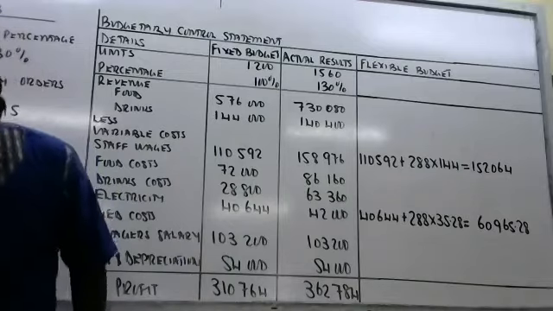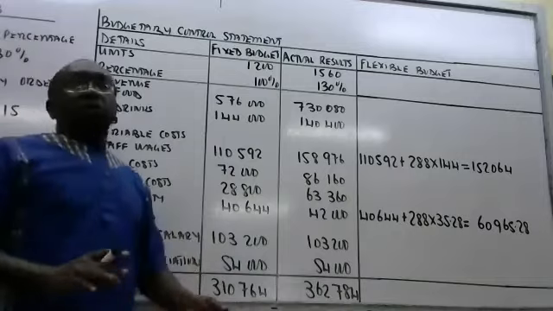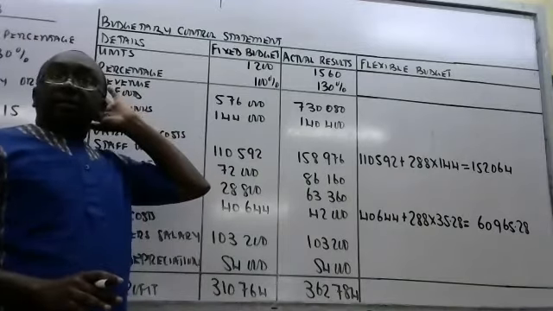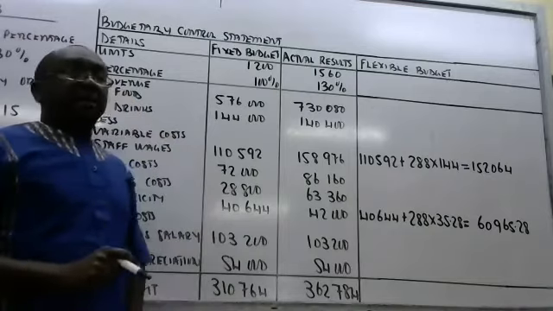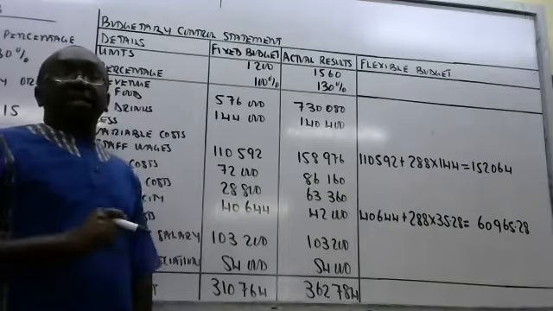152.064. So what we have done up to that point is slightly beyond what we covered in class. But it's something that we know how to compute, costs when they change.